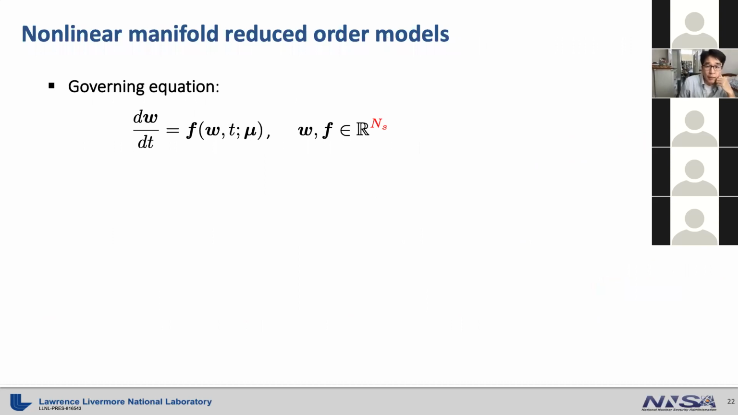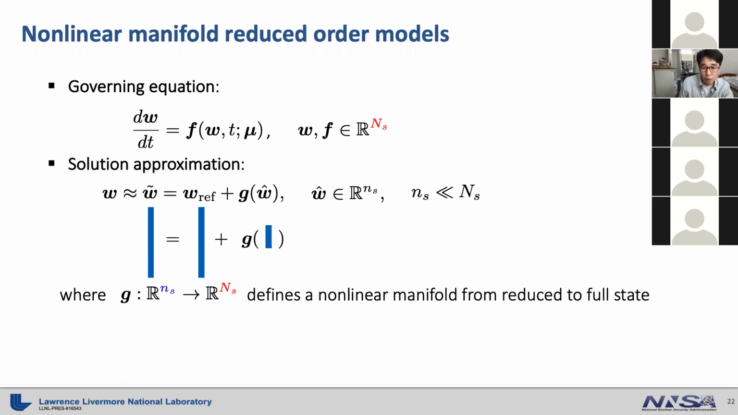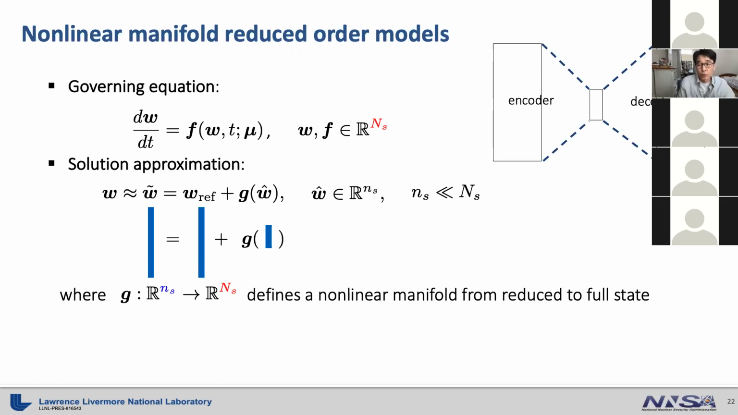Okay, to formally explain the nonlinear manifold reduced models, here are the governing equations you have seen before, where W is your solution variable. We approximate the solution with the nonlinear manifold, which is represented by the nonlinear function G here, that maps a small latent space to the full order model dimension. The nonlinear map G is obtained through autoencoder training with the solution data from the corresponding full order model simulations. Note that the decoder maps the latent space to the full order model state, so it is perfect for our nonlinear map function G. So we use the decoder as the nonlinear map function.